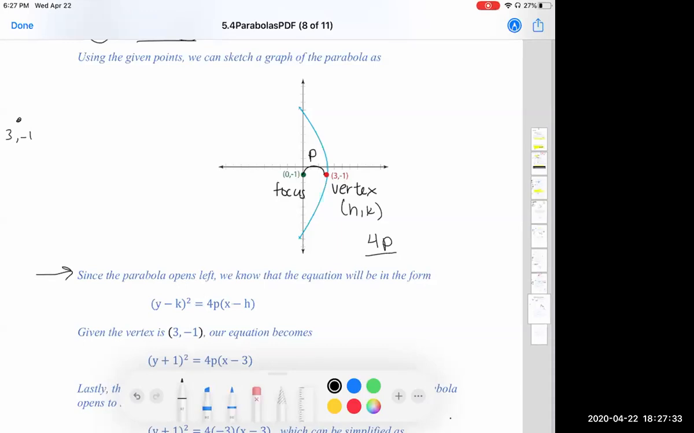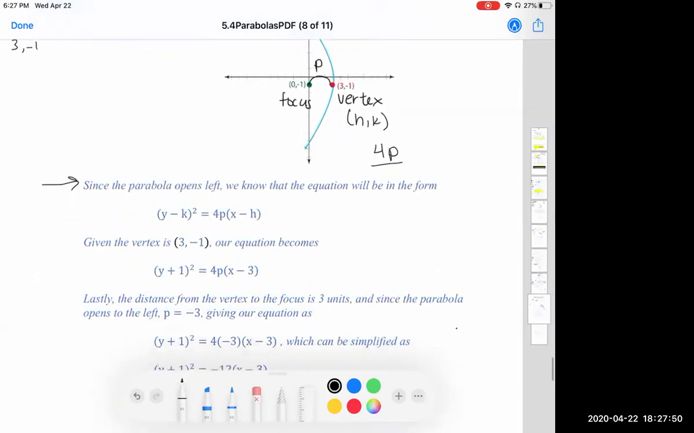Let's continue reading. Since the parabola opens left, we know that the equation will be of the form y minus k squared equals 4p times x minus h. Given the vertex is 3, -1, our equation becomes y plus 1 squared equals 4p times x minus 3. Lastly, the distance from the vertex to the focus is 3 units.